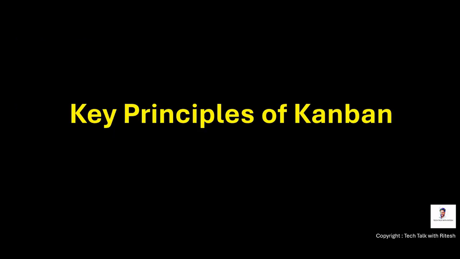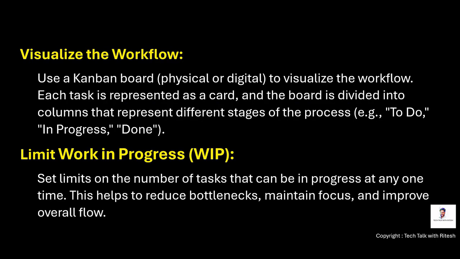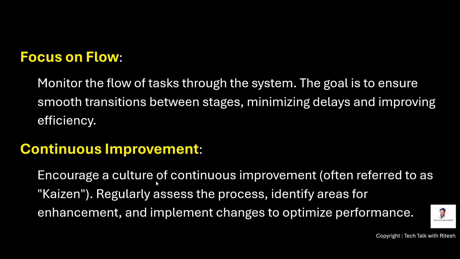Now, since we know about Kanban, let's see the key principles of Kanban. First thing is, of course, visualize the workflow. Use a Kanban board, either physical or digital, to visualize the workflow. Each task is represented as a card, and the board is divided into columns that represent different stages of the process: to do, in progress, and done. Limit work in progress. Set limits on the number of tasks that can be in progress at any one time. This helps to reduce bottlenecks, maintain focus, and improve overall flow.